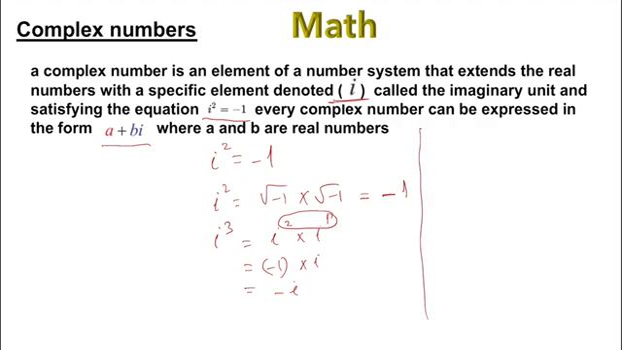Now i to the power of 4, which equals i to the power of 2 times i to the power of 2. -1 times -1, which is 1. i to the power of 5 equals i to the power of 4 times i. We know that i to the power of 4 is 1, times i, which equals finally i.